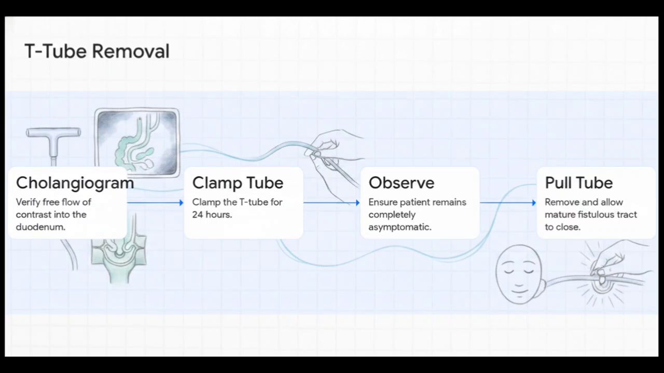Once it's mature, you follow a rigorous 4-step checklist. First, a cholangiogram proves there are no retained stones and contrast flows freely into the duodenum. Then, you clamp the tube for 24 hours. If the patient has zero pain, proving there's no distal obstruction, only then do you safely pull the tube, knowing that mature tract will heal completely on its own.